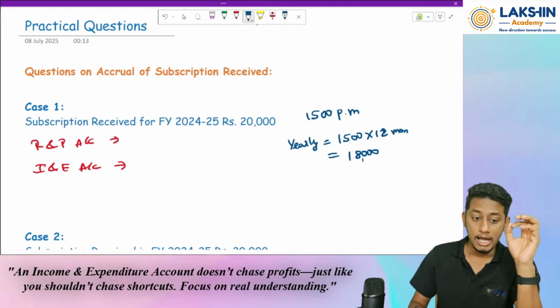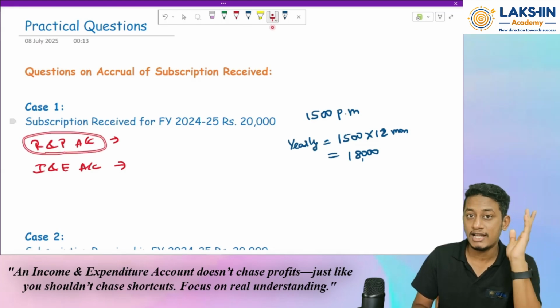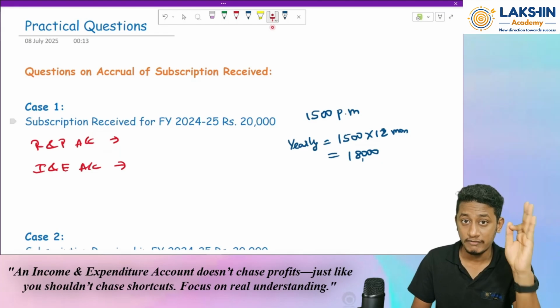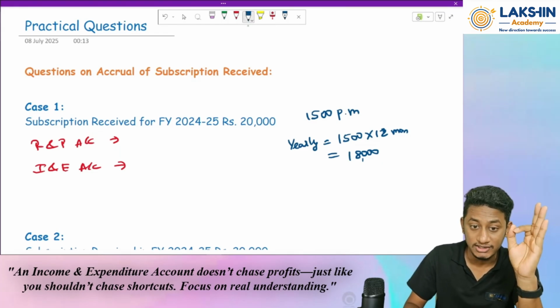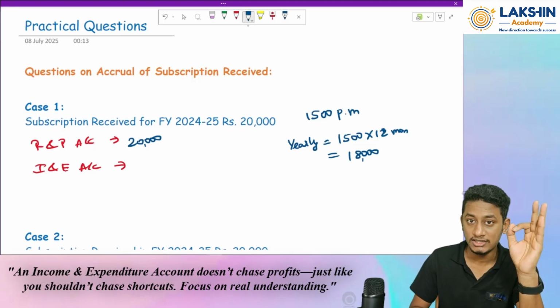See, in my receipts and payments account, how much will I enter? I will enter whatever is received. How much is received for this year? Rupees 20,000 is received for this year.